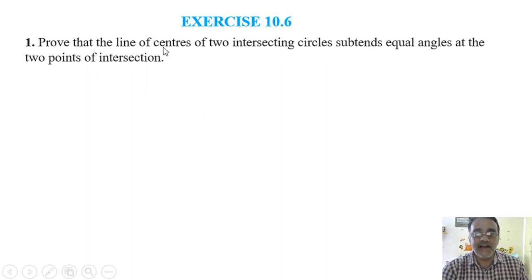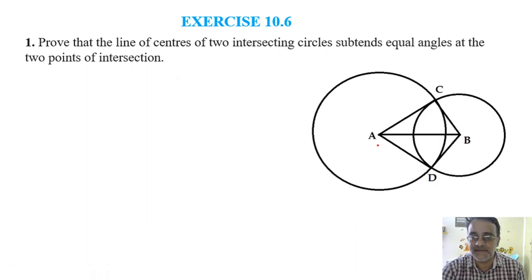Prove that the line of centers of two intersecting circles subtends equal angles at the 2 points of intersection. Let us draw the circle first, and A and B are the centers of these two circles, and the line joining the centers subtends equal angle at the point of intersection. That means we have to show these two angles are equal. Is the question clear to all of you? Yes, sir. Okay, let us start.